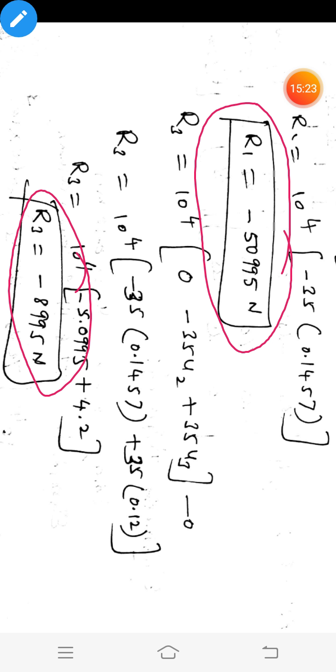By adding the support reactions at the two supports, 1 and 3, minus 51,000 and minus 9,000, we get approximately minus 60,000 Newton, that is minus 60 kilonewton. Since the applied force on the bar is 60 kilonewton, obviously the support reaction must be 60 kilonewton, hence the answer is verified, it's correct.